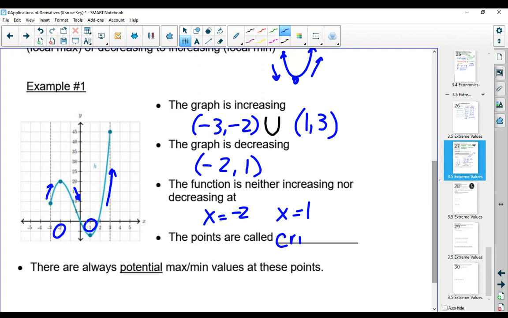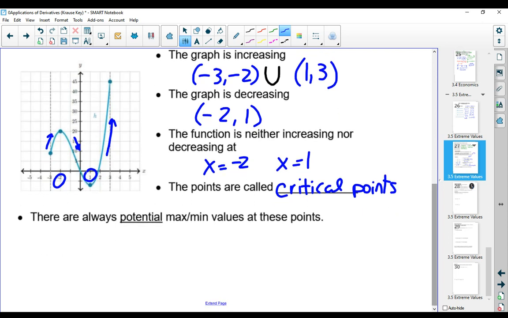And I've already mentioned this word throughout, but those would be called our critical points, or you'll hear some people call them critical numbers. When we find our critical numbers, there's always a potential that a max or min value could occur at those points, either local or absolute. So for example, if I'm looking at the point where x is -2, the graph is increasing on the left-hand side and decreasing on the right-hand side. So this would be, in this case, a local maximum.